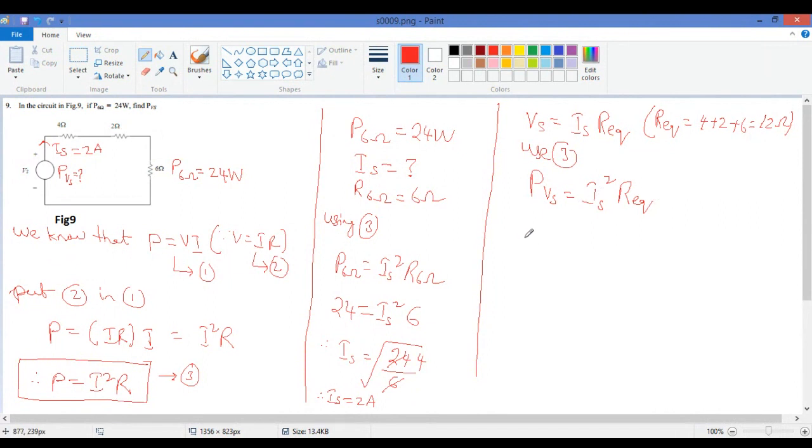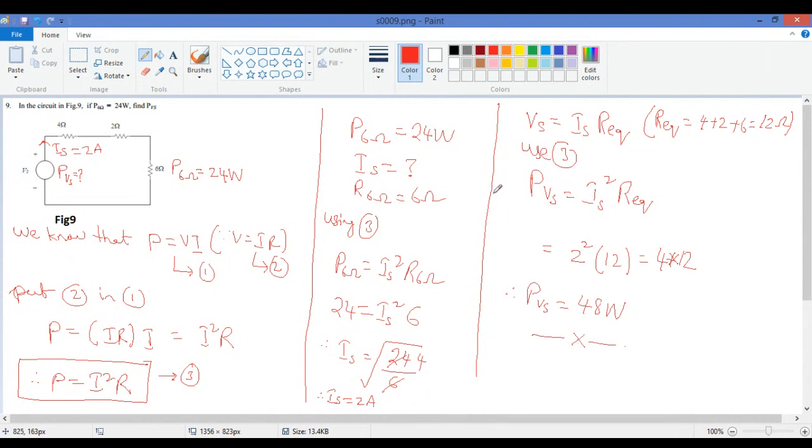Now Is is how much? We got 2 whole square into R equivalent is 12. So this is 4 into 12. 4 into 12 is how much? 48. So therefore power across Vs is 48 watts. This is the solution.